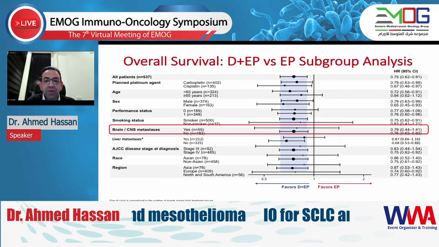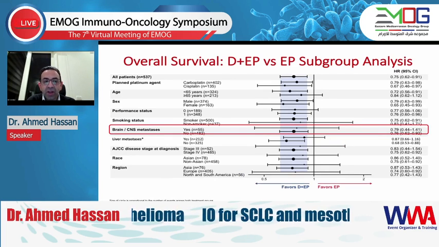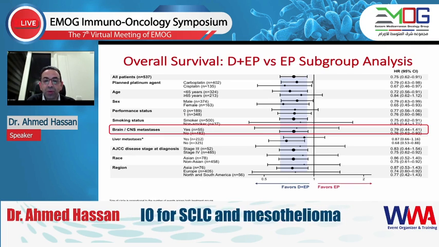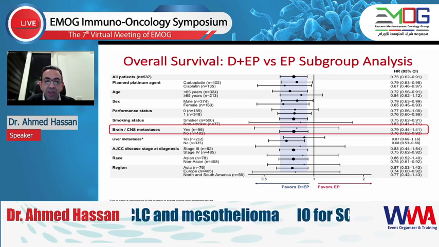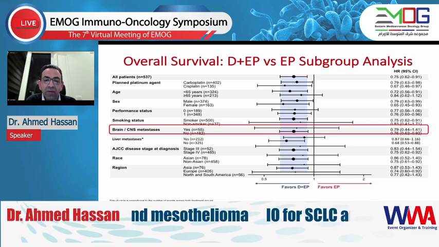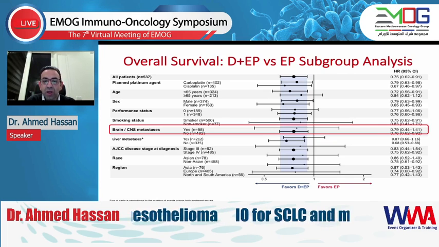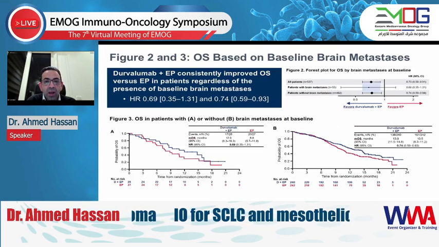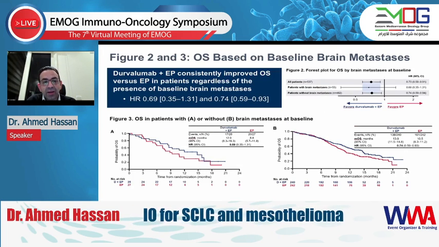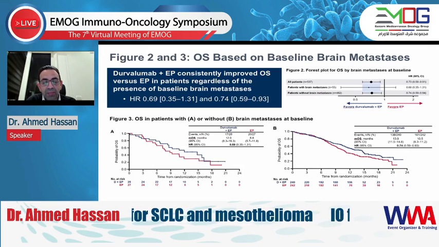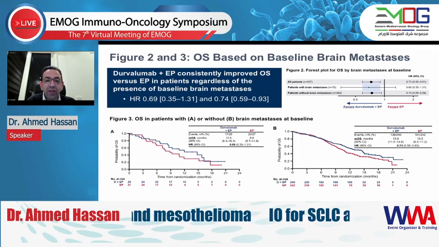And if you look at the subgroups, the benefit was concordant across all subgroups, and even in those with brain metastasis, they had also some sort of benefit, although the confidence interval was very wide because of the small sample size. So those who had brain metastasis were only 55 in the study. So that's why you can see the confidence interval is spanning over the line of unity. When they looked at the overall survival in those who had brain metastasis and those who did not, there was an overall survival improvement in both groups.